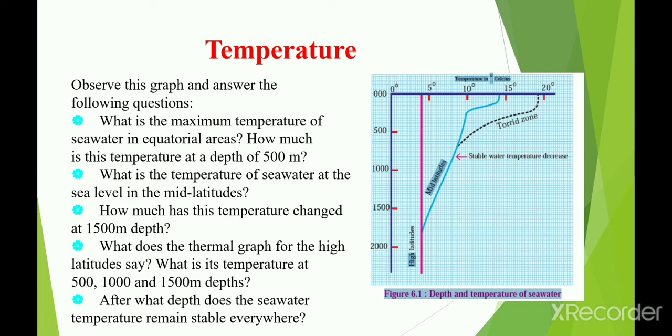See the last question. After what depth does the seawater temperature remain stable everywhere? Temperature of the seawater remains stable at 4 degrees Celsius after 2000 meter depth across the earth, from the equatorial region to polar areas.